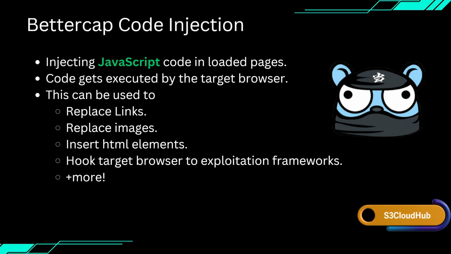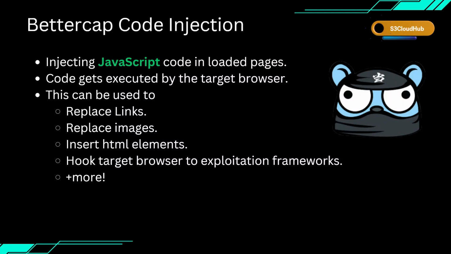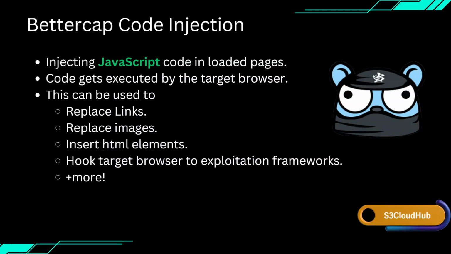Since we are intercepting all data as it passes, we can inject our own code into these web pages and make the browser execute it. Now, HTML controls the structure of the page, but it's JavaScript that brings real power, allowing us to manipulate the entire page dynamically. We can add, remove, or modify elements on the pages, replace links, and even hook the target's browser to other exploitation frameworks. In this demo, I will show you how to inject a simple JavaScript code into any page the target visits. From here, we will build on this foundation to perform more advanced actions.